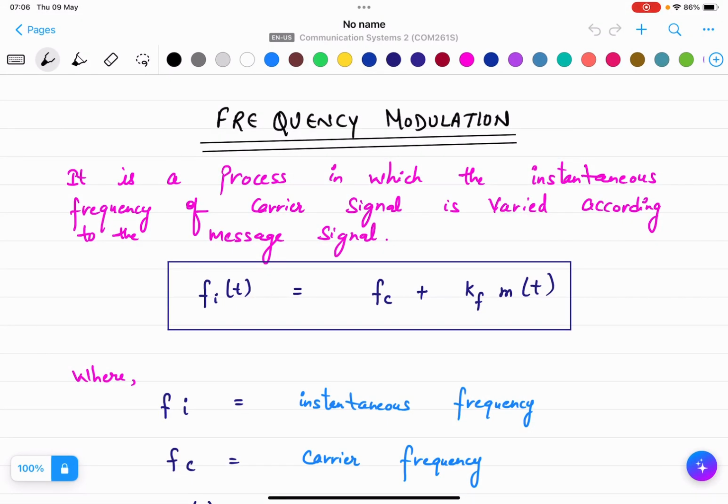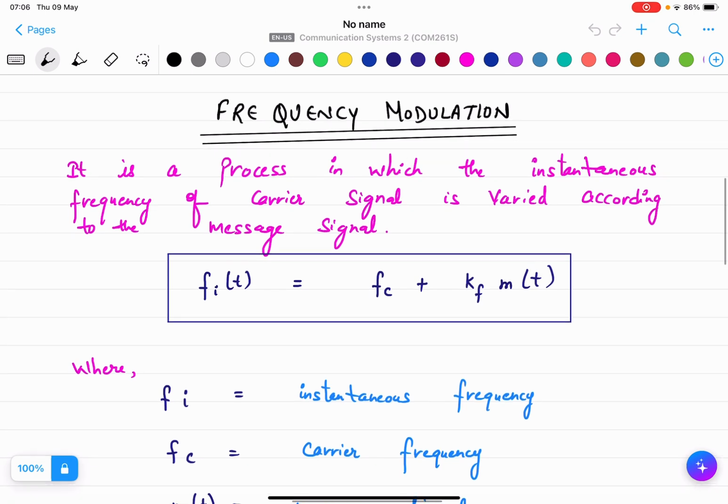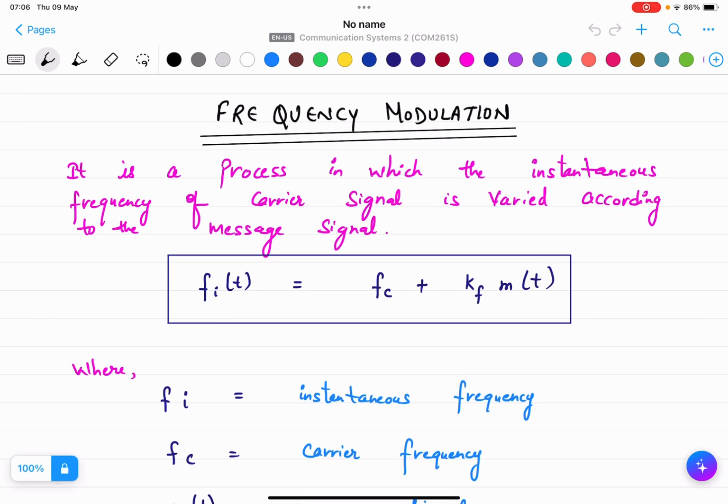Okay. In today's lecture, I will explain what is frequency modulation and how we derive the equation of the frequency modulated waveform, right? Like we discussed earlier in amplitude modulation, the amplitude of a carrier signal is varied according to the message signal. But in frequency modulation, the frequency of the carrier signal is varied according to the message signal, right?